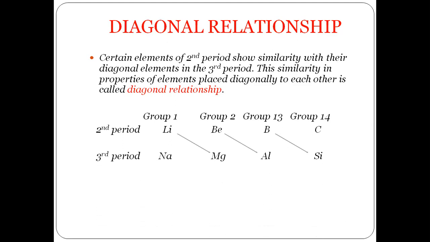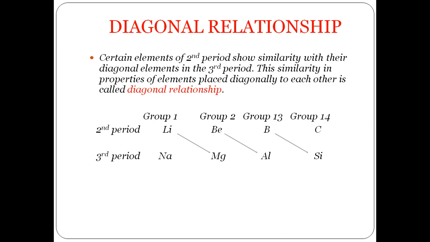And if I take the third period elements, sodium, magnesium, aluminum and silicon, it was found out that lithium and magnesium have similar properties, beryllium and aluminum have similar properties, boron and silicon have similar properties. See, they are neither present in the same group, nor in the same period. Then also they show similar properties. This particular relationship between a pair of elements in the second and the third period, neither belonging to the same group nor in the same period, but diagonally related, or present diagonally in the periodic table, is known as diagonal relationship.